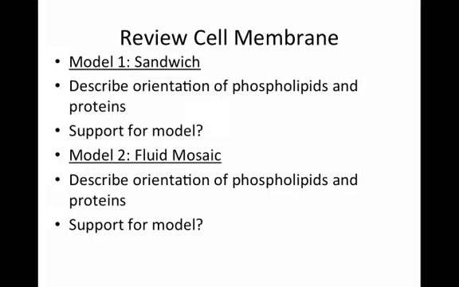The first is called the sandwich model, and you're going to want to be able to describe how the phospholipids, those lipids of the protein, and the proteins of the membrane are oriented in relation to one another for both of these models, both the sandwich model and the fluid mosaic model. And then also, what is the support? What is the scientific evidence that was put forth for the model?